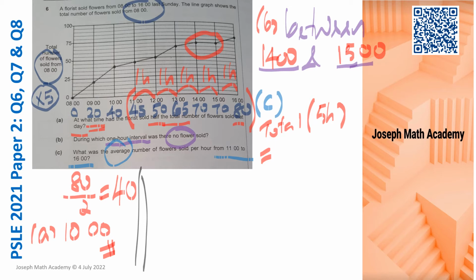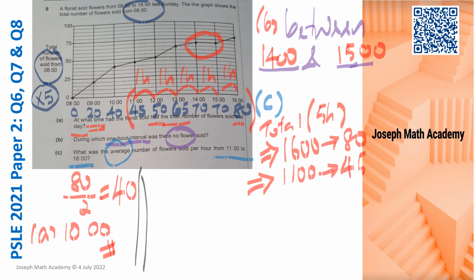What we need to do is find out at 4 o'clock, which is 1600, we know that there are 80 flowers sold. At 11 o'clock, we know that there are 45 flowers sold. So the difference will tell us the total number of flowers sold from 11 a.m. to 4 p.m. Let's take 80, subtract 45, that gives us 35. And 35 is the total number of flowers sold.